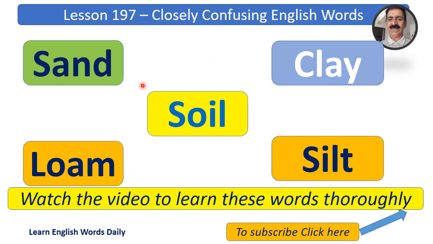Yes, the majority of people have heard about the words soil and sand, and few people have heard about the words clay and silt, and rarely some people have heard about the word loam. But all these five words are interconnected. So let us try to learn the actual meaning of each of these words and understand how these words are interconnected and how the word soil is very, very important.